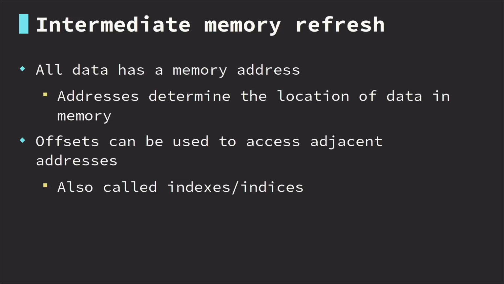Before we hop into more advanced concepts, let's have a quick recap from the intermediate memory video. All data has a memory address, and these addresses determine the location of the data in memory. Offsets can be used to access adjacent addresses, and these are also called indexes or indices. So this means we can access data before or after the memory address by using an offset.